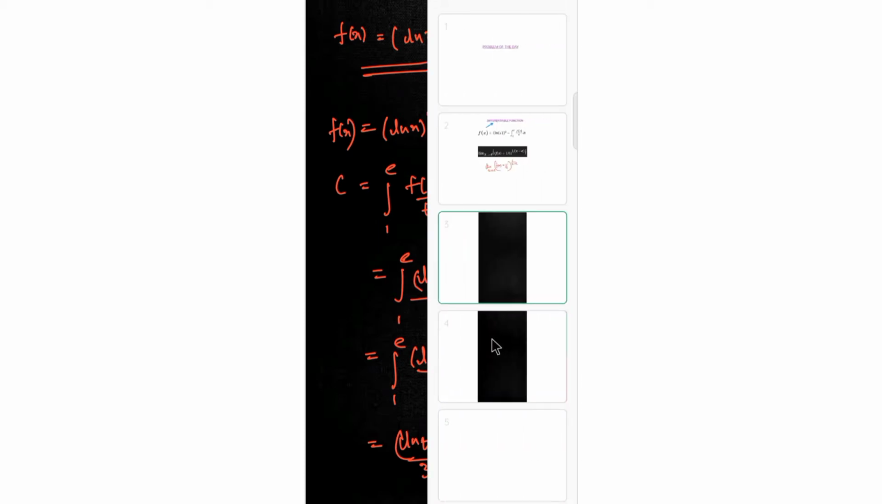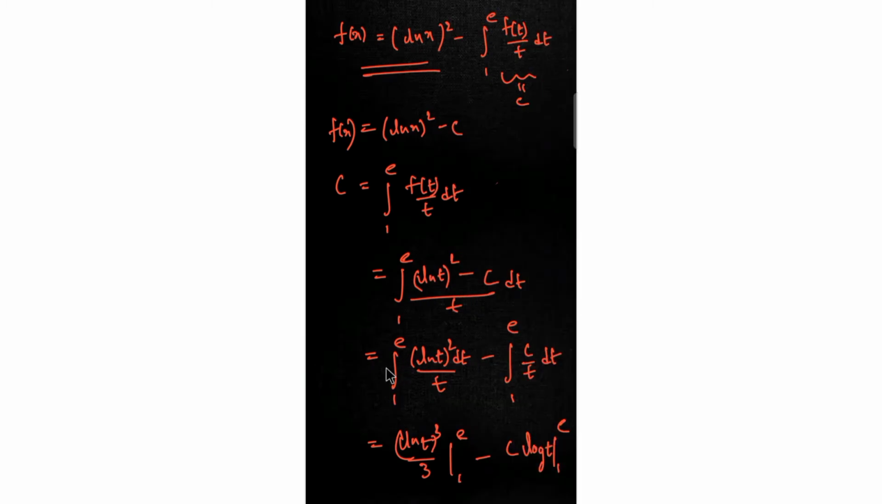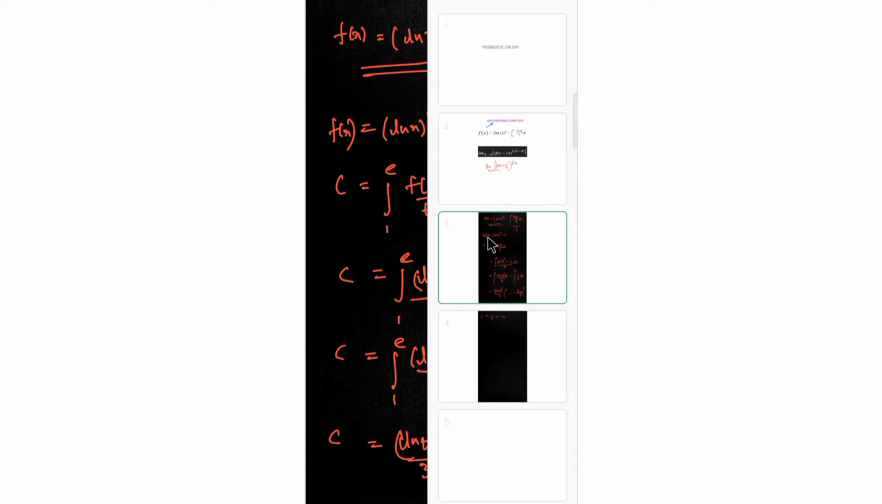Coming to the next page, after integrating and putting the limits, you get 1 by 3 minus 0 minus c, which is equal to c, because you can see in the question this is nothing but c here. So after putting the limits you get minus c, and here 1 by 3. So you get 2c equal to 1 by 3, and the c value is 1 by 6. So we got the c value to be 1 by 6.